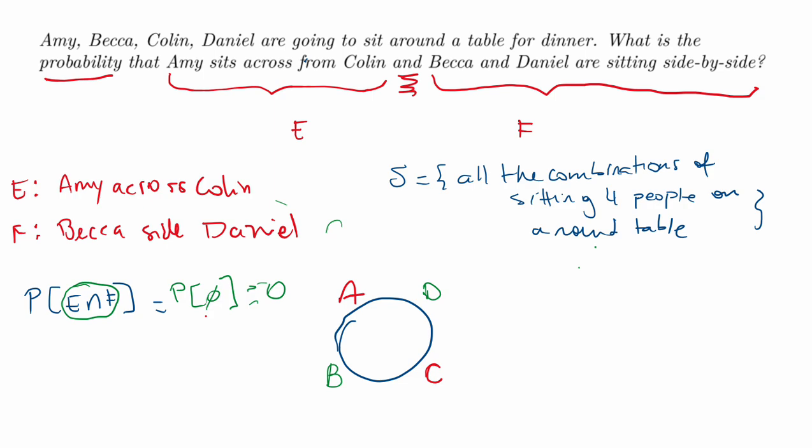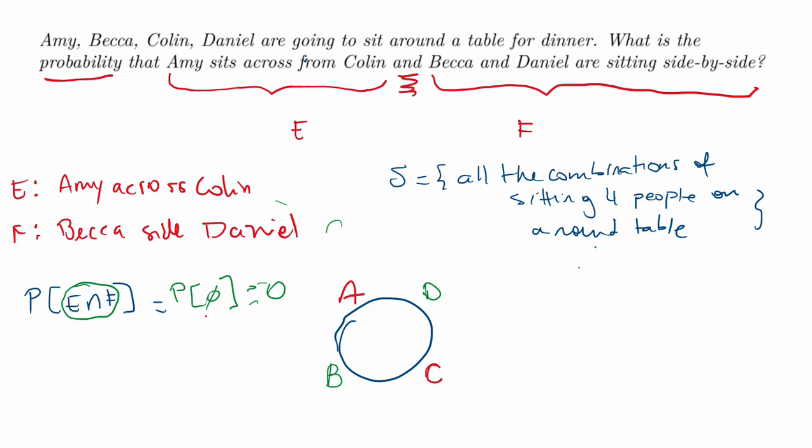It's the circular permutation of sitting 4 people around the table. It's 3 factorial. Anyways, we're not solving this, we don't need the combinations. I'm just telling you that this is the importance of knowing how to count, because we will use it from now on.